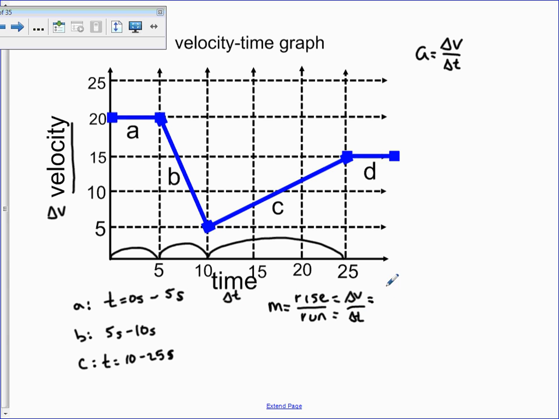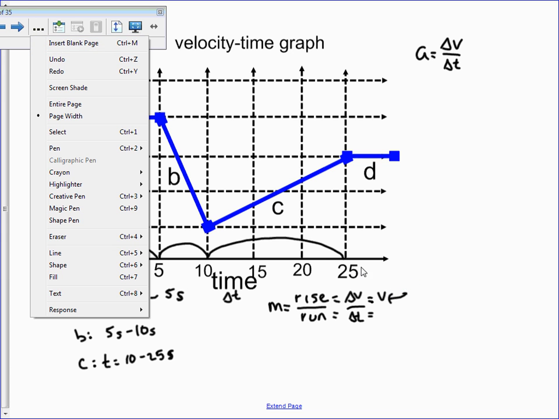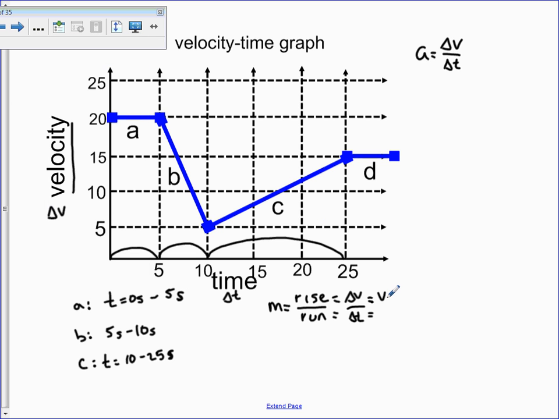So how do we calculate a change in v? Change in v is v final, your final velocity, minus your initial velocity. And your time interval, or your change in time, is time final minus time initial. So let's do that for part A real quick. Let's see if we can calculate what the rise and run would be.